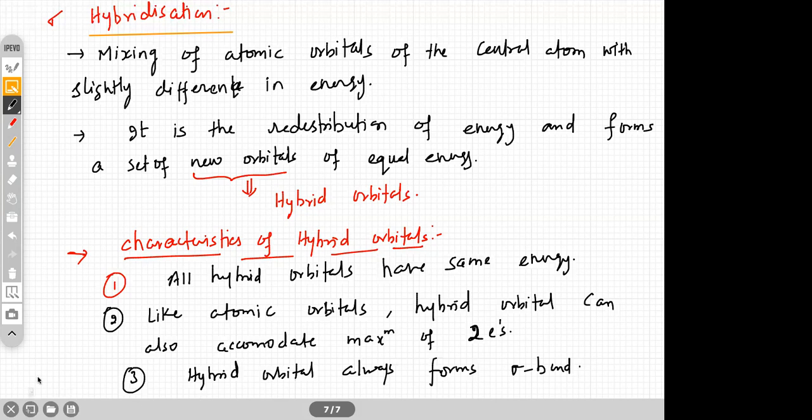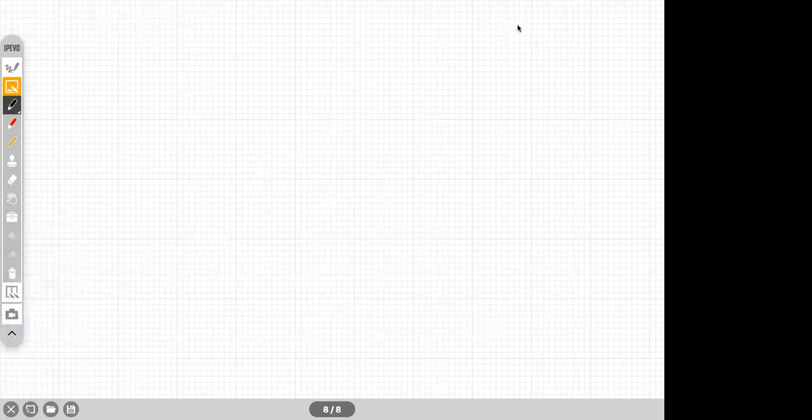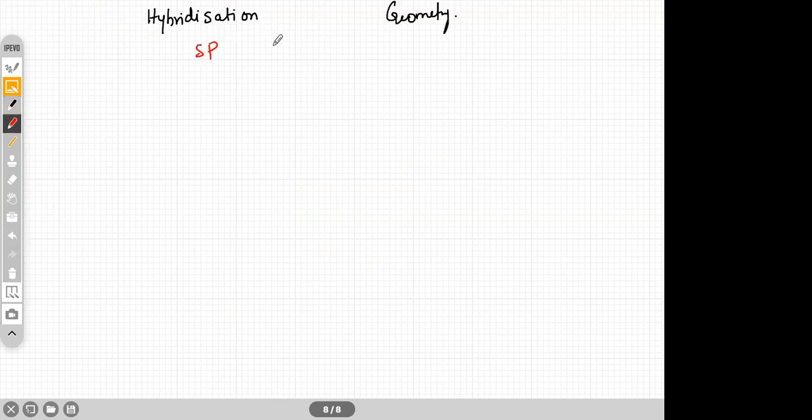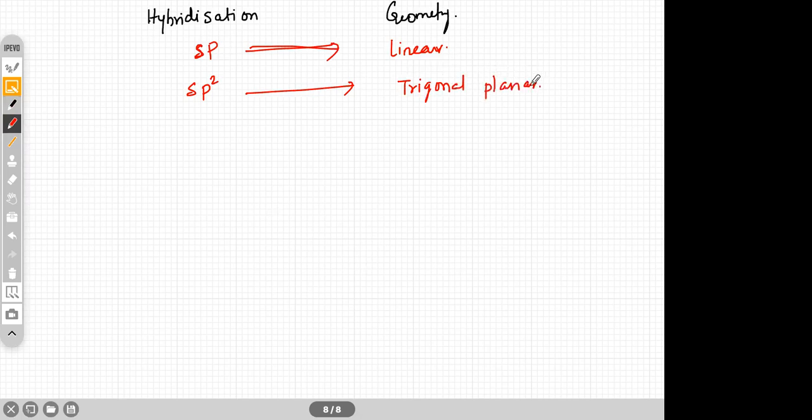So, draw this column here. This side we have hybridization, and this side we have geometry. So if hybridization is sp, then the geometry is linear. If hybridization is sp2, then geometry is trigonal planar. If hybridization is sp3, geometry is tetrahedral.